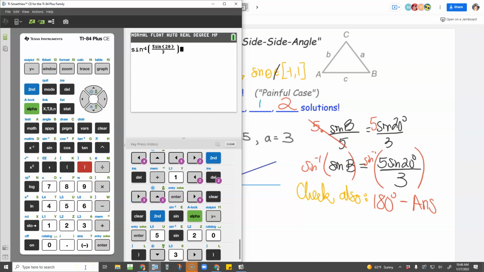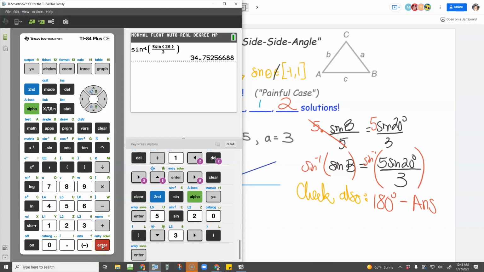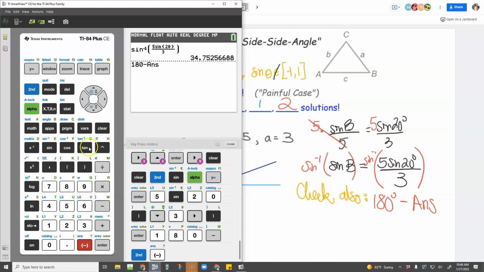Now, hold on. By hitting enter, if we get an answer and the answer is not 0, it's not an impossible triangle. If we get an answer, there's at least 1. Whew! All right, we have an answer. It's not 0. It's possible. They gave us a legal bit of information. But we also have to check. You guys see my 180 minus answer, right? Now, Andy, we can copy and paste that, or we can second answer it, or we can make it a letter and call it something.